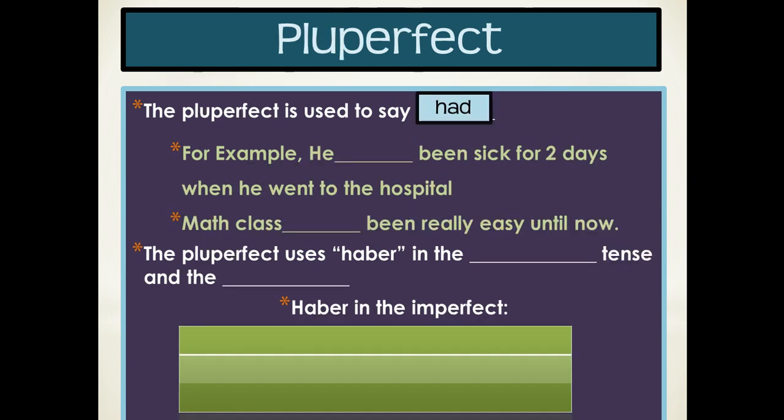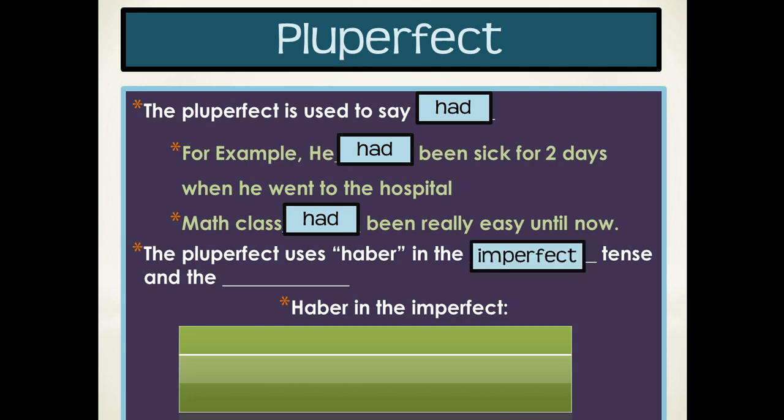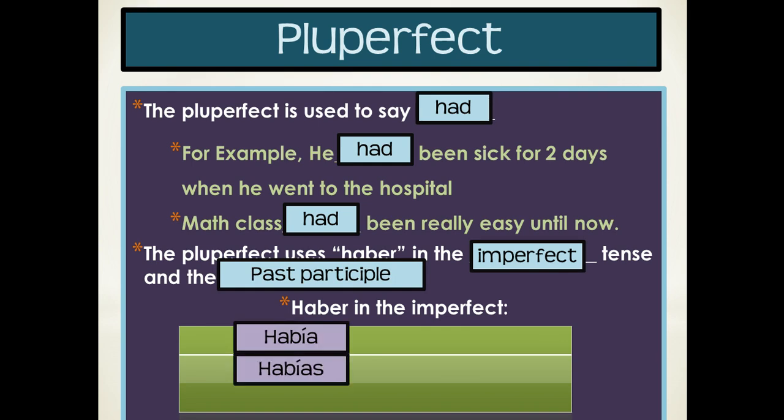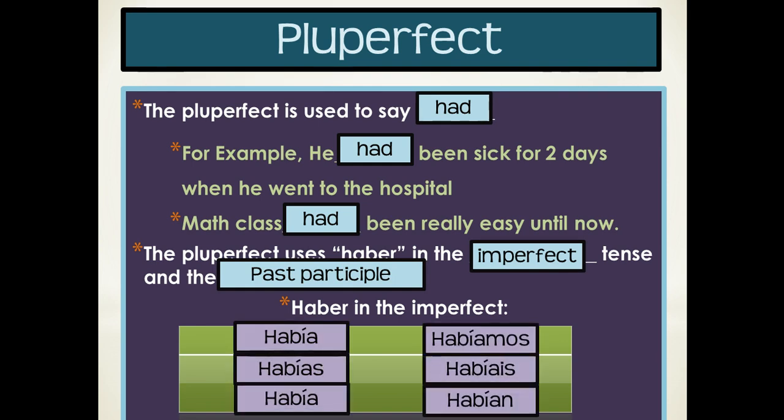The pluperfect is used to say had. For example, he had been sick for 2 days when he went to the hospital. Math class had been really easy until now. The pluperfect uses haber in the imperfect tense, and then the past participle. So haber in the imperfect is había, habías, había, habíamos, habíais, habían. Notice that every form of haber in the imperfect has an accent on the i.